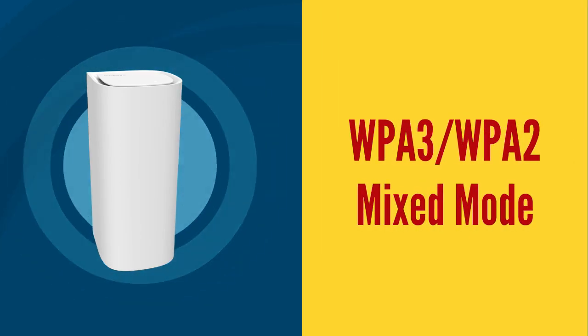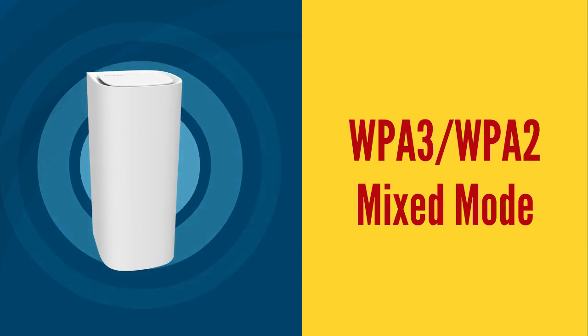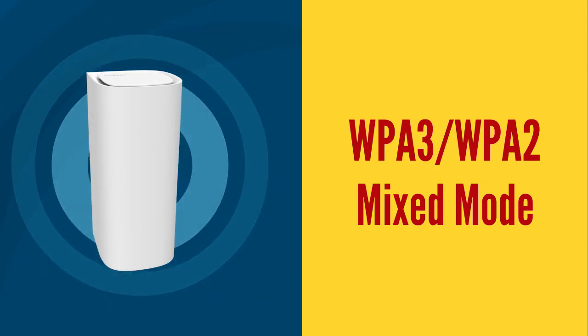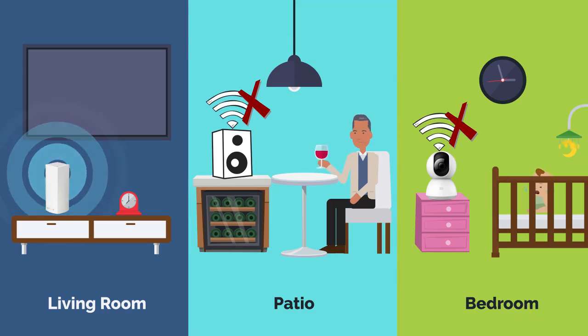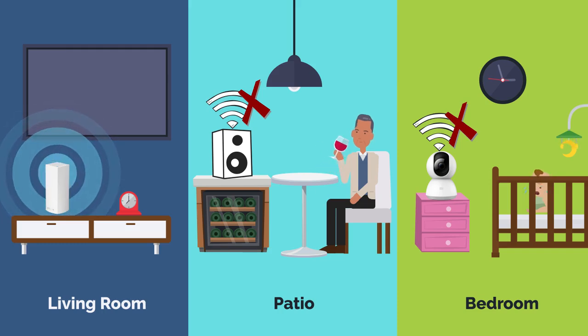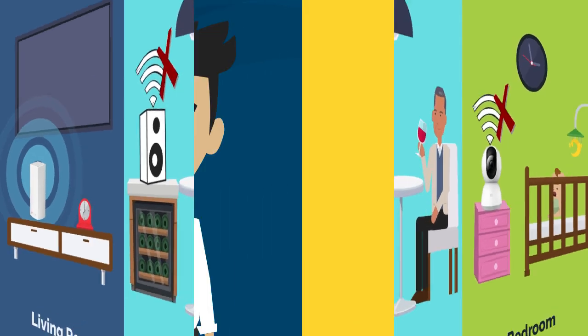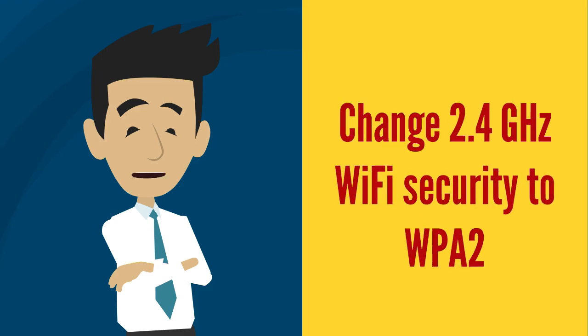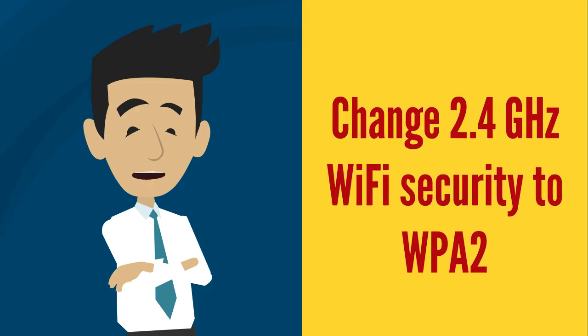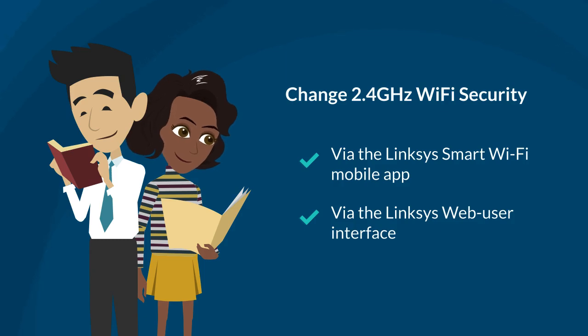Most modern routers usually have a default mixed mode Wi-Fi security setting, such as WPA3/WPA2 mixed mode. However, many smart home devices using older Wi-Fi standards may struggle to connect to this setting. To resolve this issue, a simple and effective solution is to manually set the security mode on your 2.4 GHz Wi-Fi to WPA2. There are two ways on how to do it.